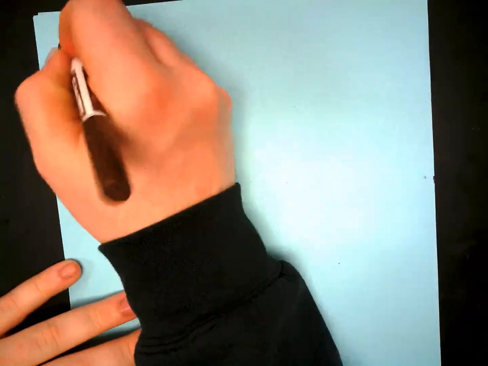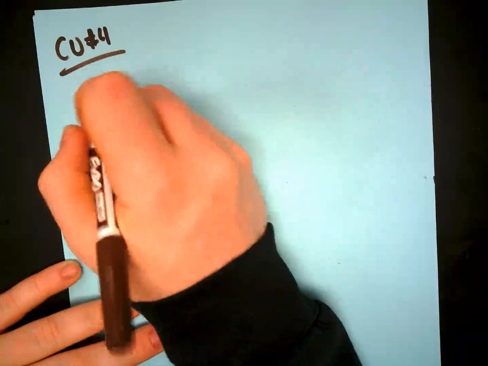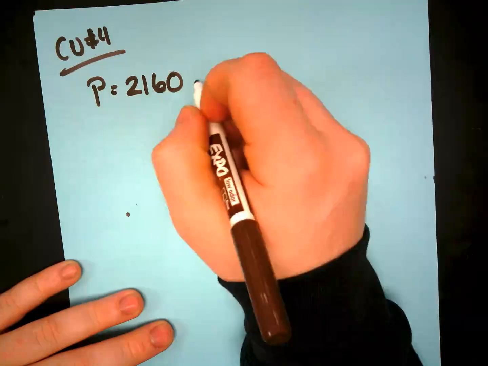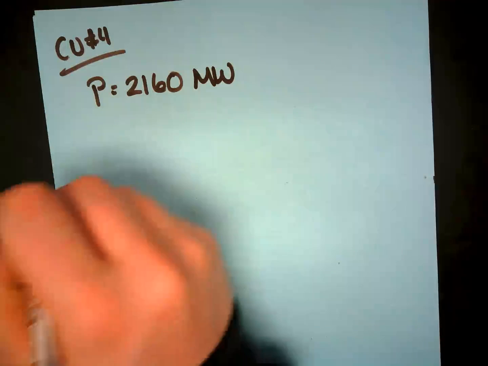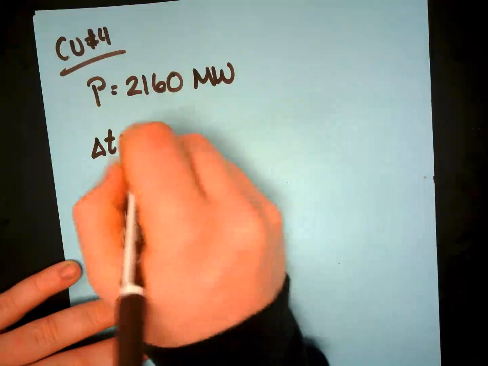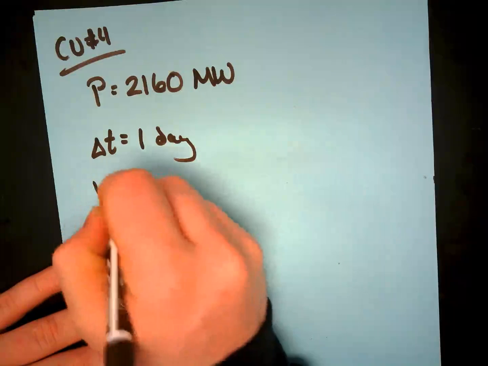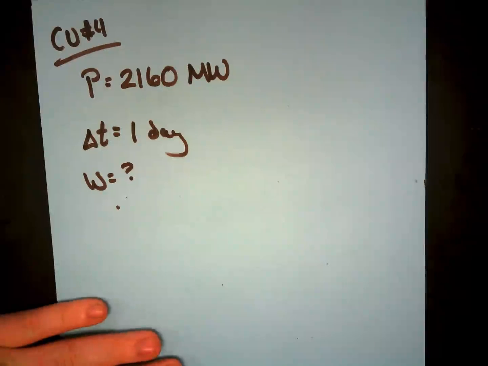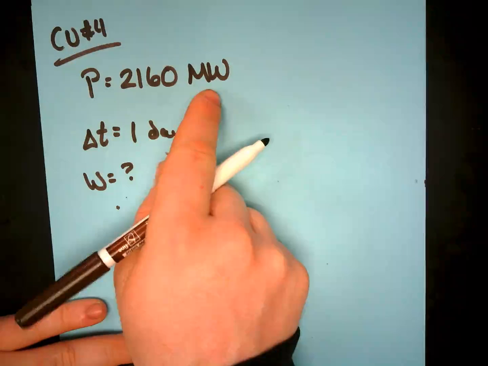So here's just another simple conversion problem. For check your understanding number 4, they give us power, and power here is 2,160 megawatts. They also give us time. Time is 1 day, and they want to know the amount of work done here, how much energy can be produced.